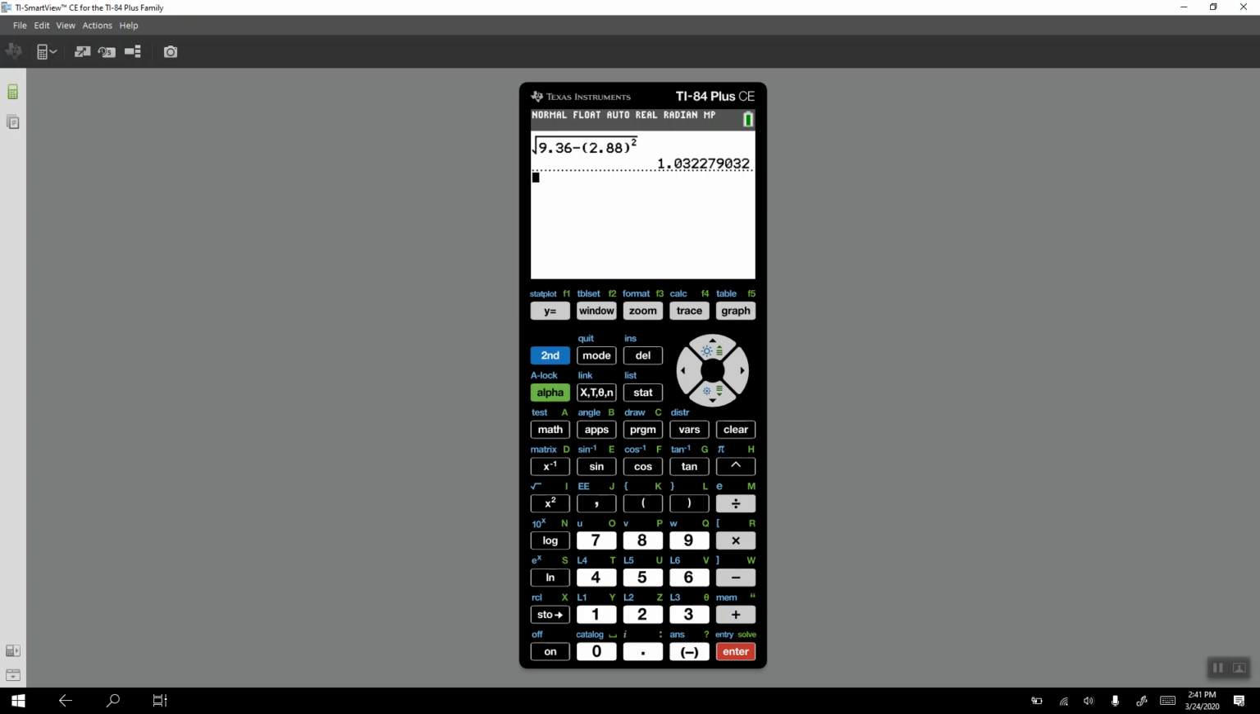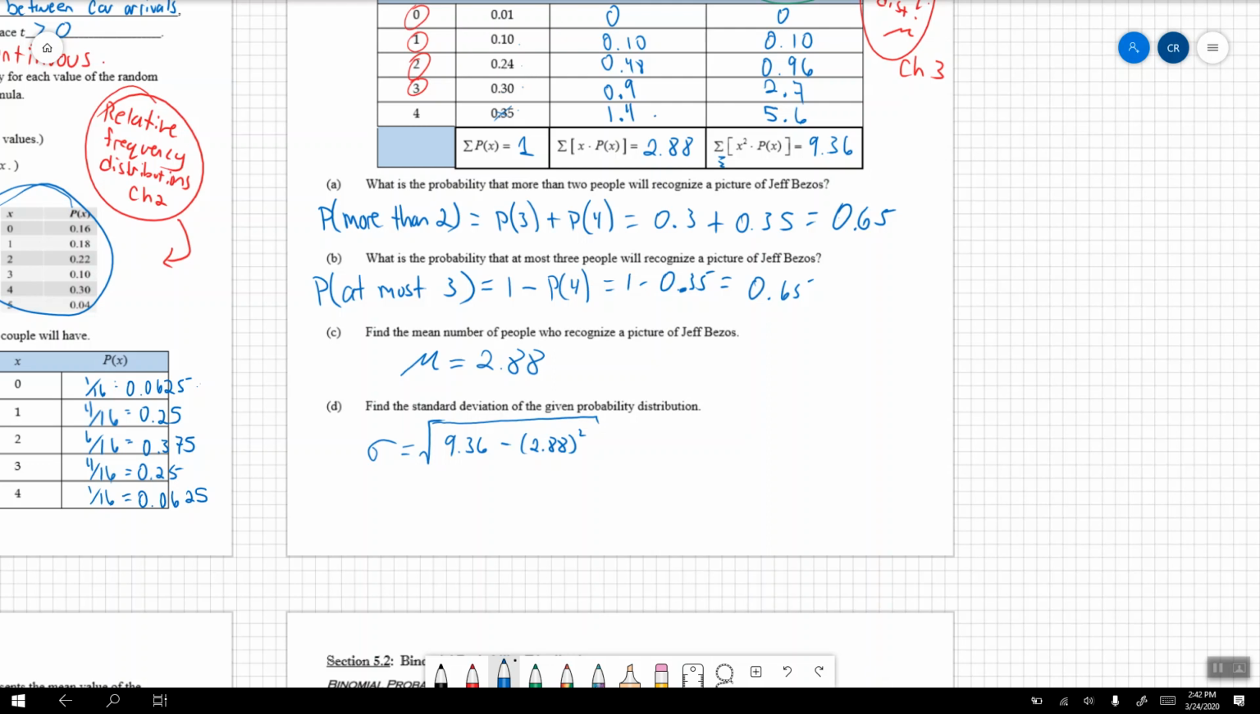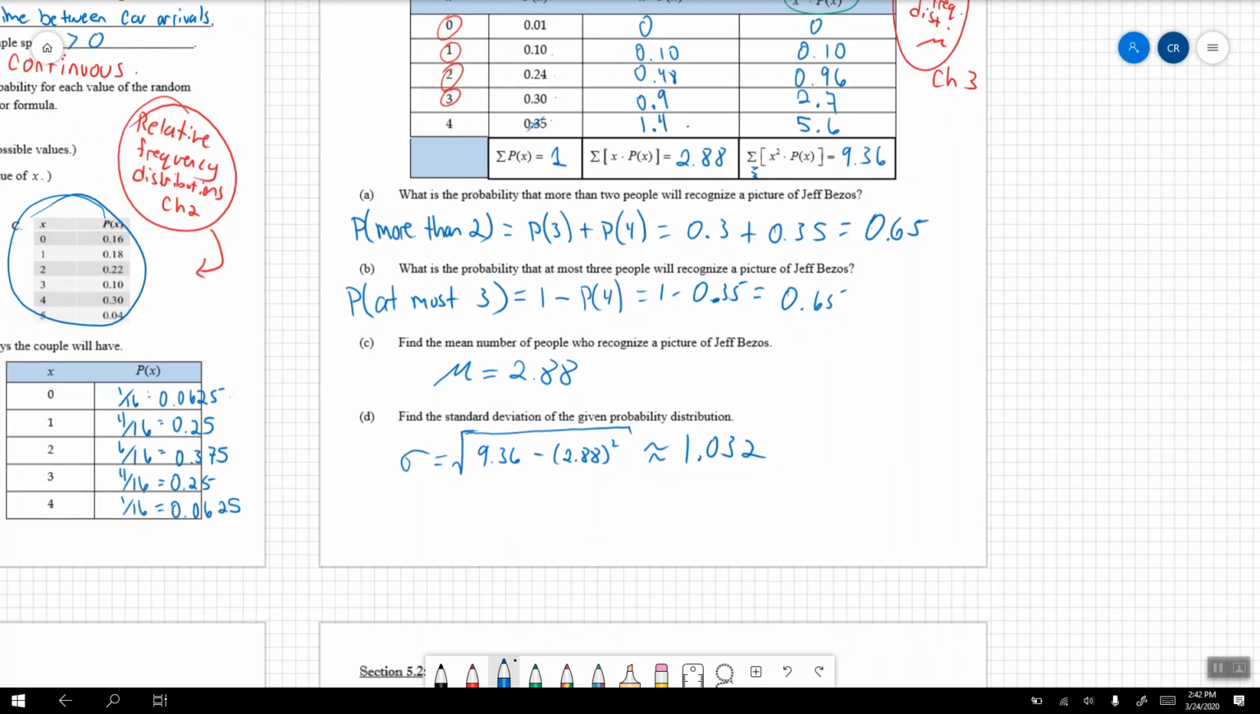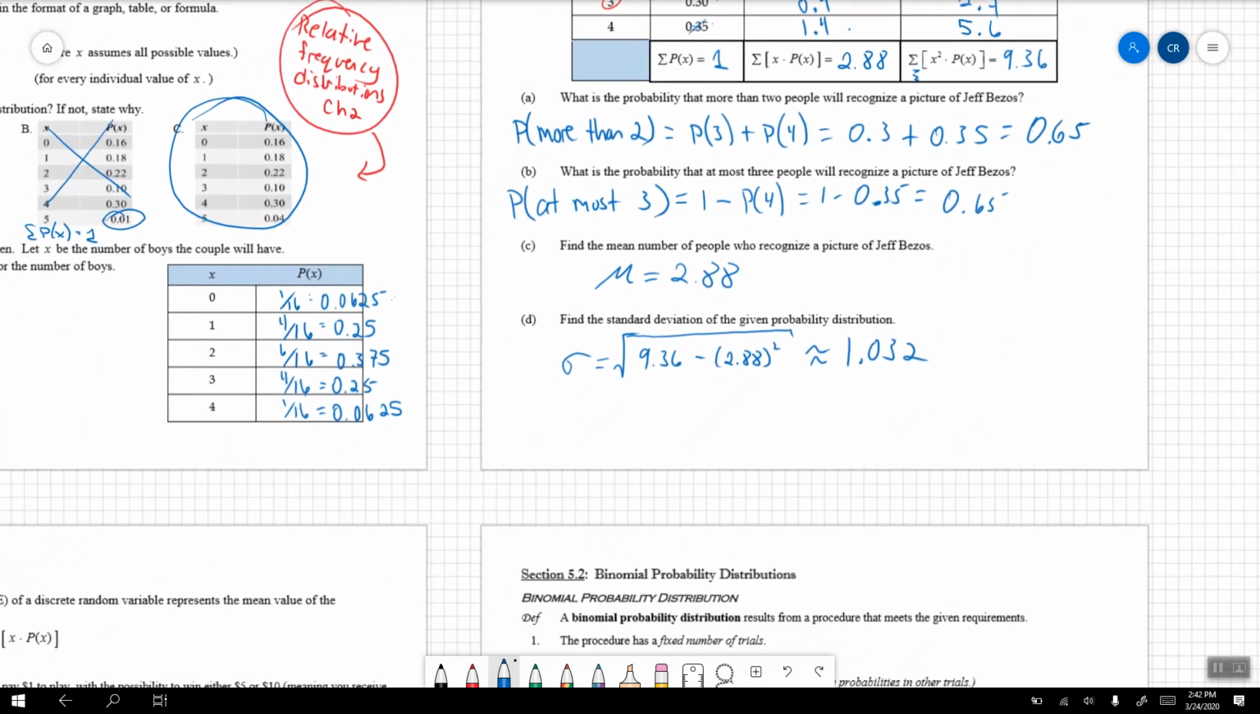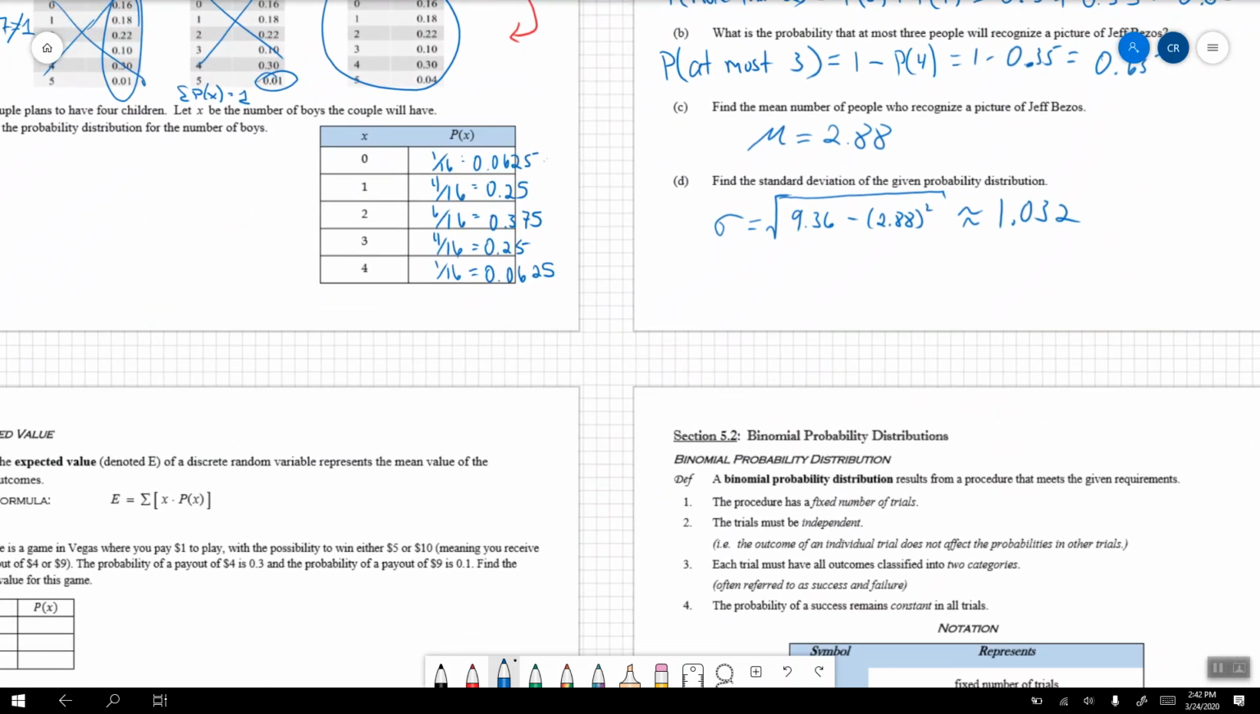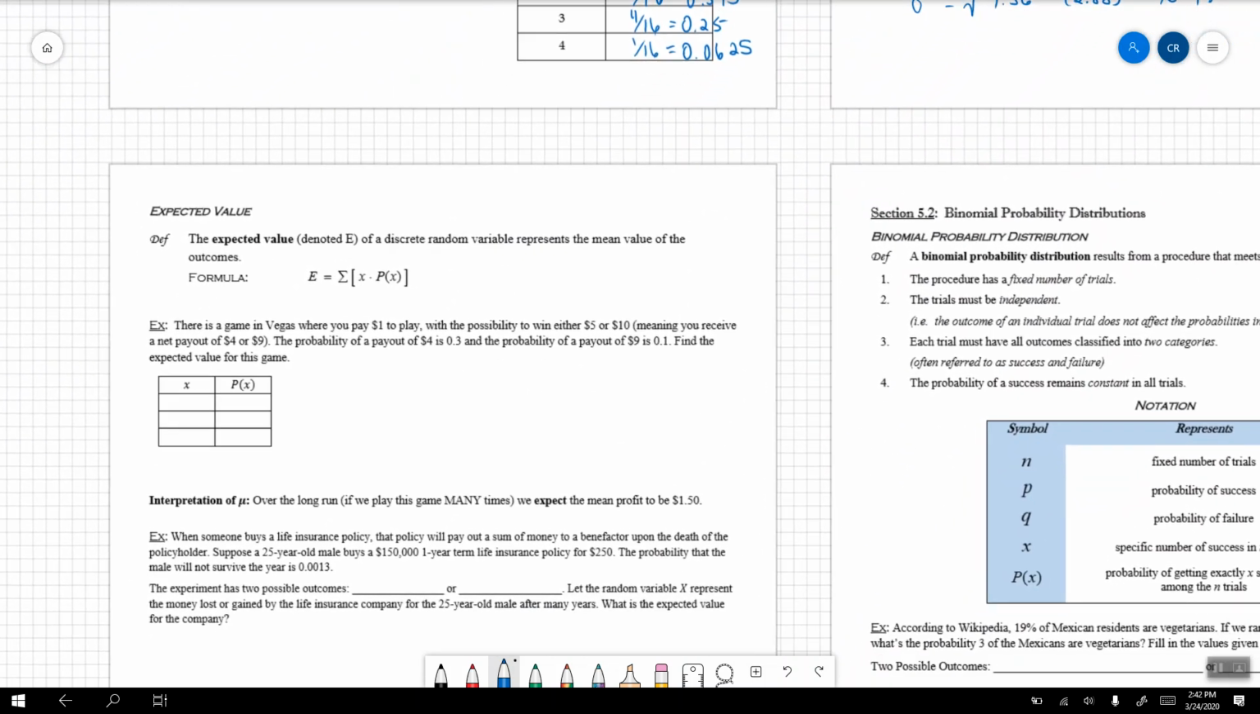1.032. Very, very nice. All right, so this standard deviation was approximately 1.032. Awesome. Oh, sorry, not probability, this standard deviation. Nice. All right, so that's how we're working with these probability distributions, how to find their mean and how to find their standard deviations.